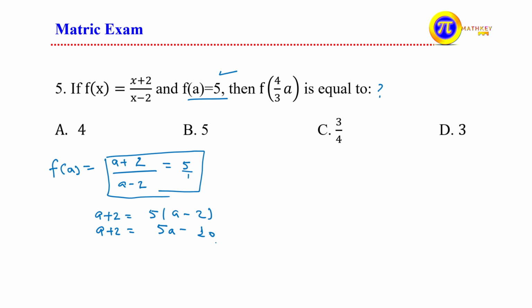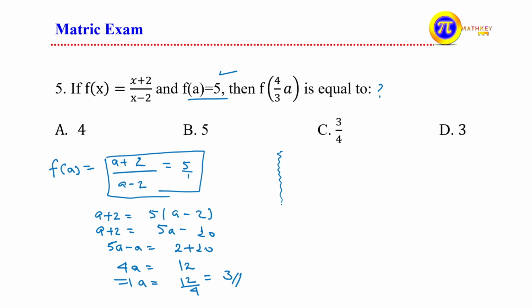After that, solve for the value of a. Take this to the other side: 5a minus a is equal to 2 plus 10. 5a minus a, that is 4a, is equal to 12. This implies, dividing both sides by 4, the value of a is 12 divided by 4, which is 3. We obtain the value of a, that is 3.